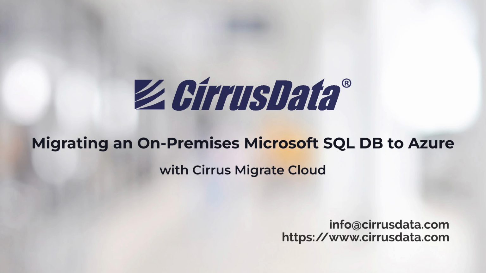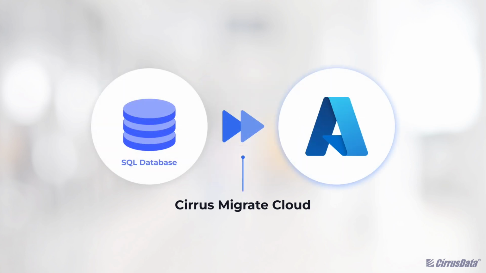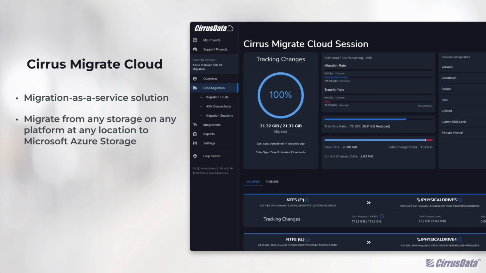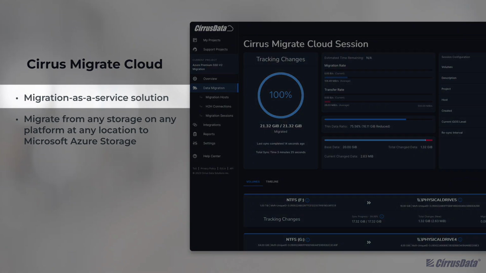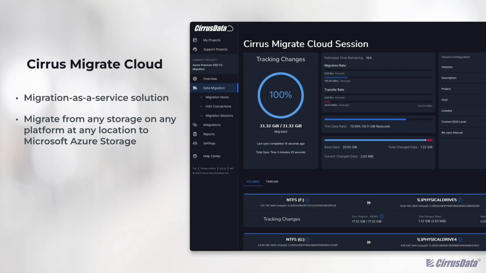This video recording is intended for Cirrus Data Professional Services, partners, or Azure customers to show how they can protect their data using Cirrus Data Cloud's Platform as a Service. Cirrus Migrate Cloud is a patented solution created to help customers move data from anywhere to anywhere. As a cloud-native migration as a service solution, Cirrus Migrate Cloud enables users to easily migrate from any storage on any platform at any location to Microsoft Azure storage.